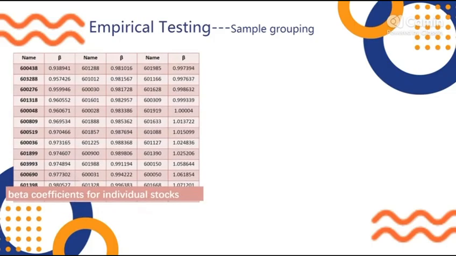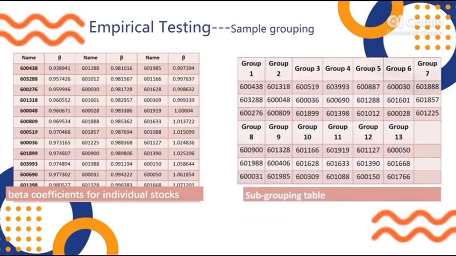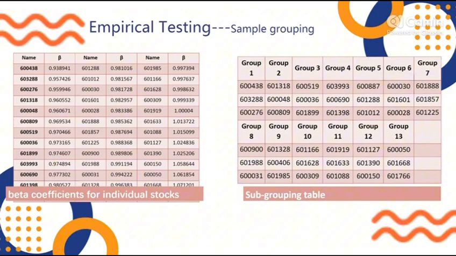Now let's talk about empirical testing. Firstly, the excess return of each stock at each time point of the portfolio formation period and the excess return of the market index are calculated for 39 time series regressions, and then the obtained beta values are grouped in order of magnitude, and here they are divided into 13 groups.